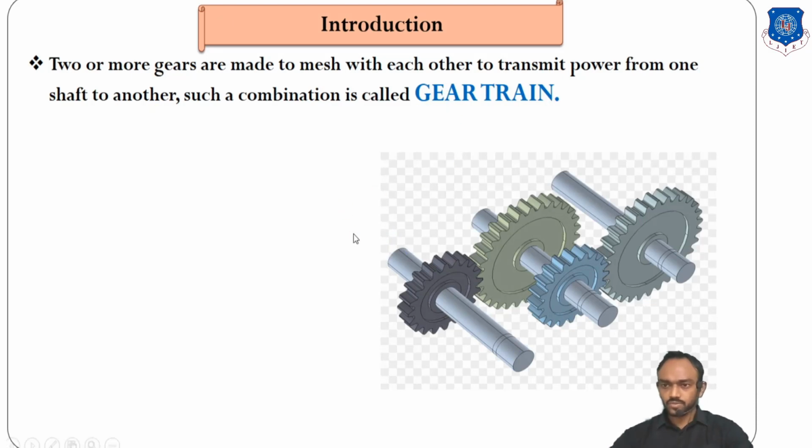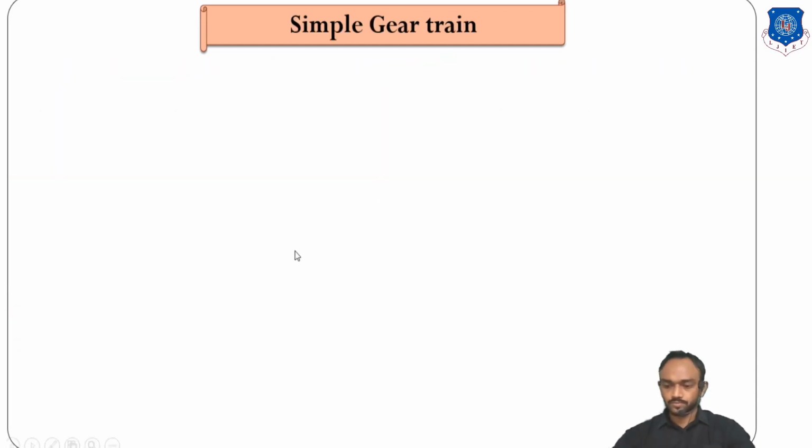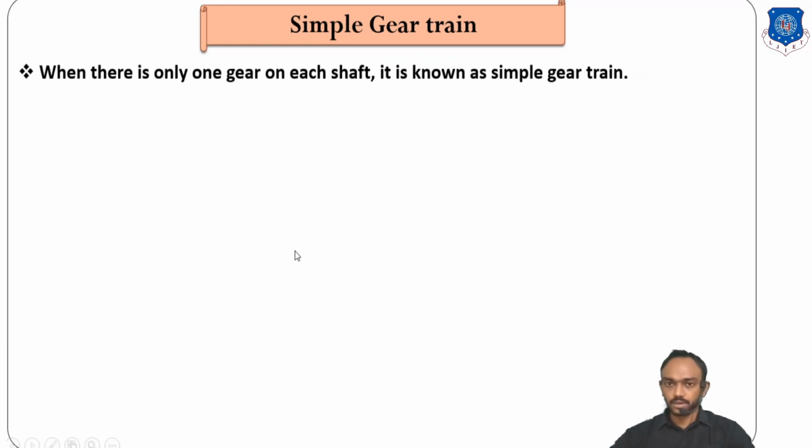Okay, so there are 4 types of gear trains. First is the simple gear train, then compound gear train, reverted gear train, and epicyclic gear train. These 4 types of gear train we will study in detail in this chapter. So let's start with the simple gear train. First of all, what is a simple gear train?